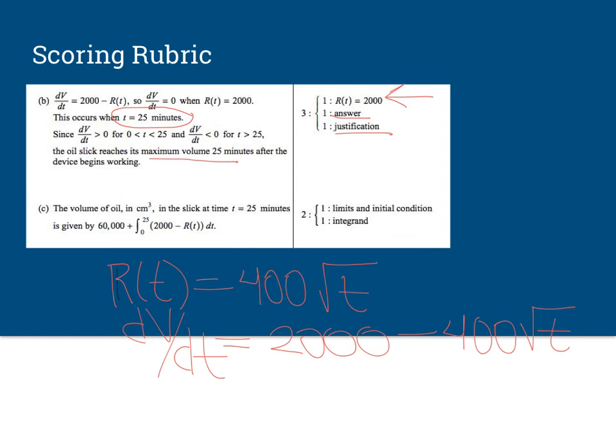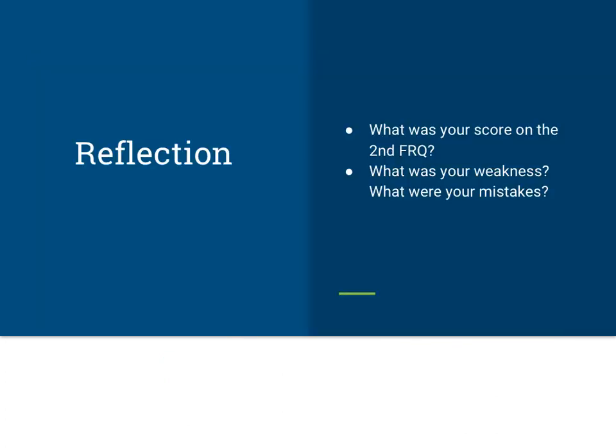And the last question then is you're given an initial value. You start off with 60,000 cubic units. So here's your initial value, and we want to find the amount of oil. So we take the integral from 0 to 25 of the rate of change, which we figured out previously was 2,000 minus 400 radical t. Now you get 1 point if you at least got the limits and initial condition, and then another point for the integrand. So how'd you do on this one?